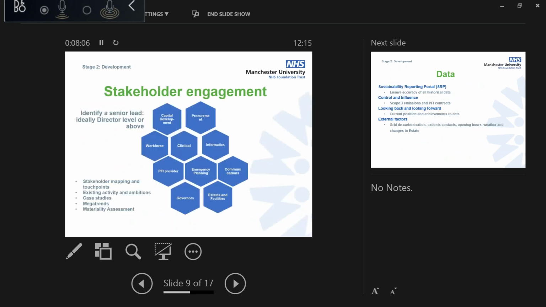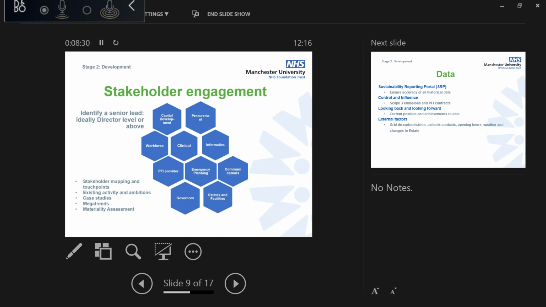So to get your plan board approved, you will of course need a senior lead, and they will need to be director level or above, I think, to get that to board level approval. I've listed some of the stakeholder groups here that we engage with, but I'm sure this isn't everybody, and it wouldn't necessarily be possible to get representatives from all of these groups for every organisation. But this is being done from my perspective, working in Acute Trust.